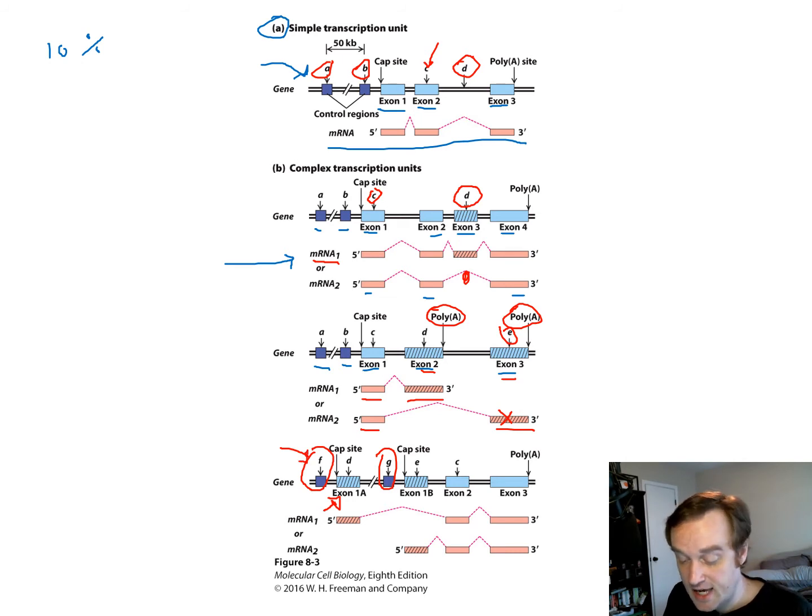And cap site 2, or exon 1B, the second possible cap site, has its own regulatory region, G. And so if we were to have a mutation again in exon 1A, it only affects the first mRNA. If we were to have a mutation in exon 1B, it affects only the second mRNA. So a mutation in the coding region of a gene, or even the regulatory region of a gene, can only be affecting one of the multiple differently spliced products of a gene.